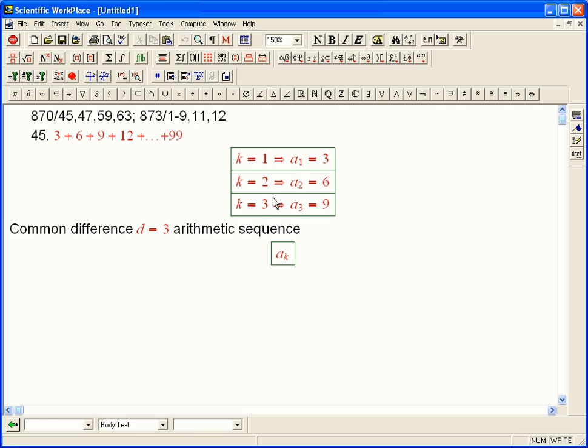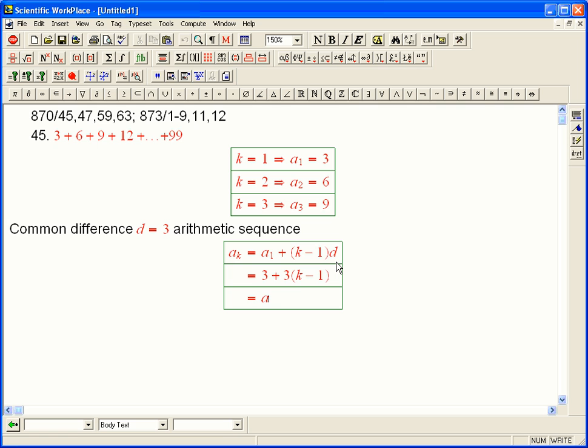Let's do k because I usually do k inside a summation. A sub k is going to be a sub 1 times k minus 1 times d. You start at your first thing in the sequence, and then you do a certain number of steps of d. You don't do k steps. You do how many more have you gone up from 1, that's k minus 1. And we know a sub 1, that's 3, and we know our d is 3, so I'll put that in front.